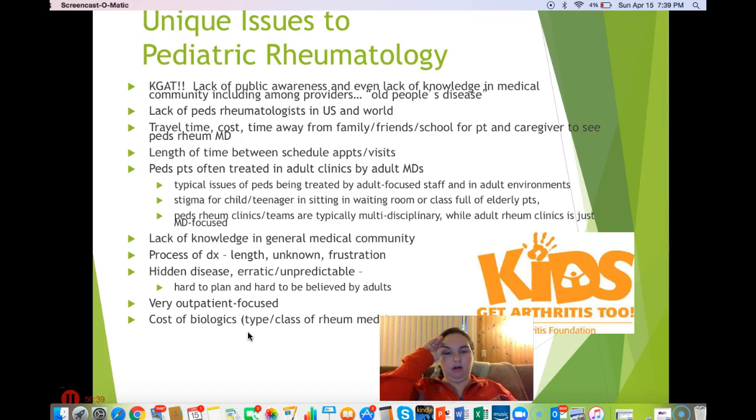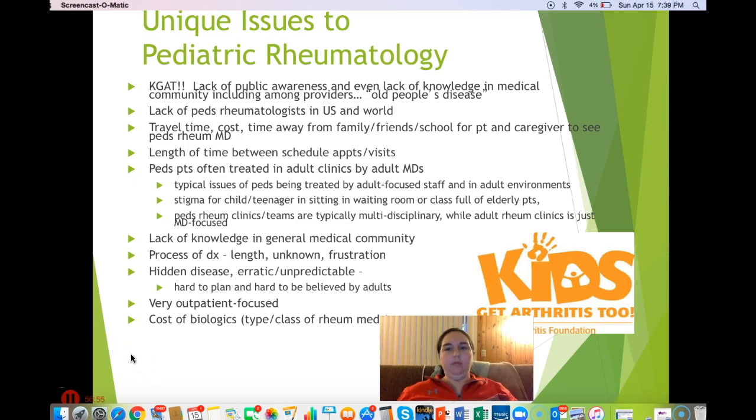Sometimes they're not covered at all. Sometimes they're in that durable medical equipment category where they're covered 80-20 or 60-40. You'll learn more about that as you get on your own insurance, but it's a huge burden on families, the cost.